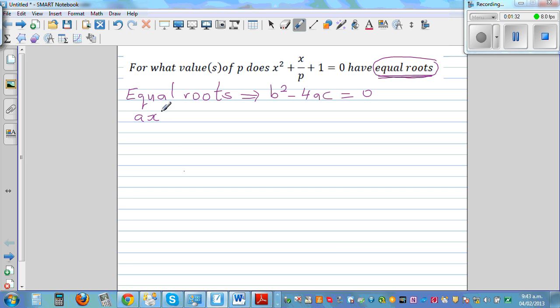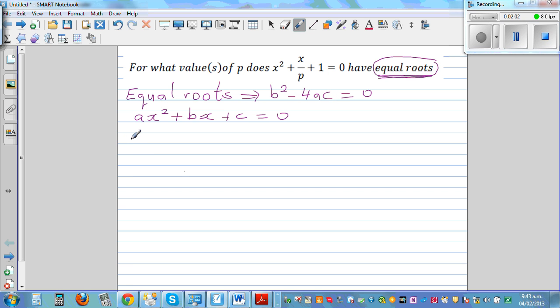This is from the quadratic equation. For those who don't remember, this is the general form of a quadratic equation: ax squared plus bx plus c equal to 0, where a is the coefficient of x squared, b is the coefficient of x, and c is the constant. And this is called the discriminant, which determines whether the quadratic equation has one root, two roots, or no roots. So when it has equal roots, this should be 0.